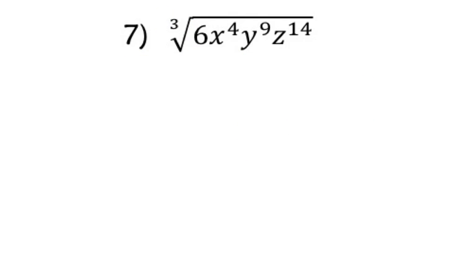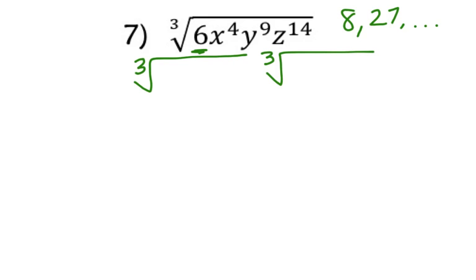So we're working with cube roots here, so those numbers that we want to be thinking about are 8, 27, etc. But because we've got a 6 in there, 8 doesn't go into it, and none of the other numbers are going to go into it. So when we go ahead and split this up into 2 perfect cubes, the 6 is going to have to stay exactly where it is, and it's going to have to stay inside. We can't split it up at all.